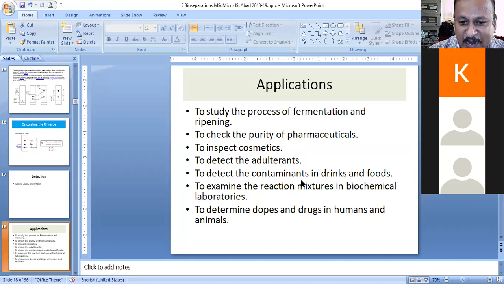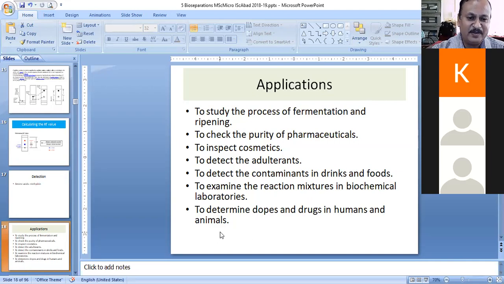Then we can detect contaminants in drinks and foods. We can examine some biochemical reactions, or biochemical investigations can be carried out using paper chromatography. It is also used for testing the dopes and drugs in humans and animals. You know what is dope?